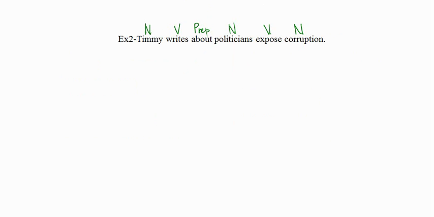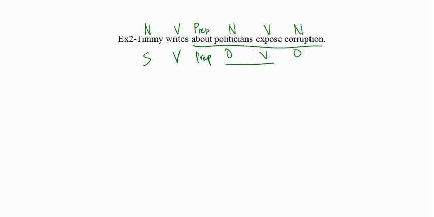For the second example, we have Timmy writes about politicians expose corruption. So the word forms are already broken down, but let's try to see how this might fit into a common sentence pattern. So Timmy will probably function as a subject. This will be our verb. That means that the rest of this, since it begins with a preposition, chances are it's going to form a prepositional phrase. So we have the preposition, and what generally follows is the object of the preposition. And then we have a verb and another object. So the problem is actually over here with the object and verb.